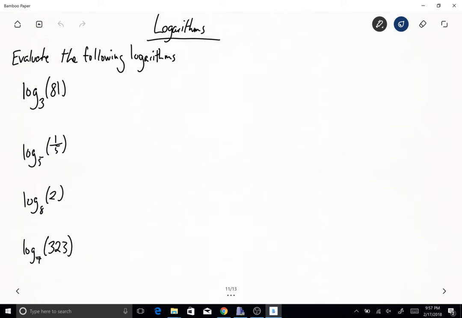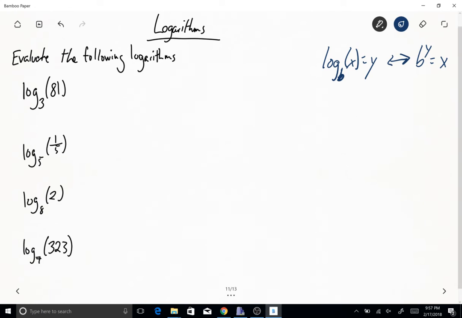Oh yeah, so now we're on logarithms. Okay, good stuff. So there's a couple ways to do these problems. Method 1 is to understand what it means to have log base b of x equals y. Well, what that means is b to the y equals x every time.